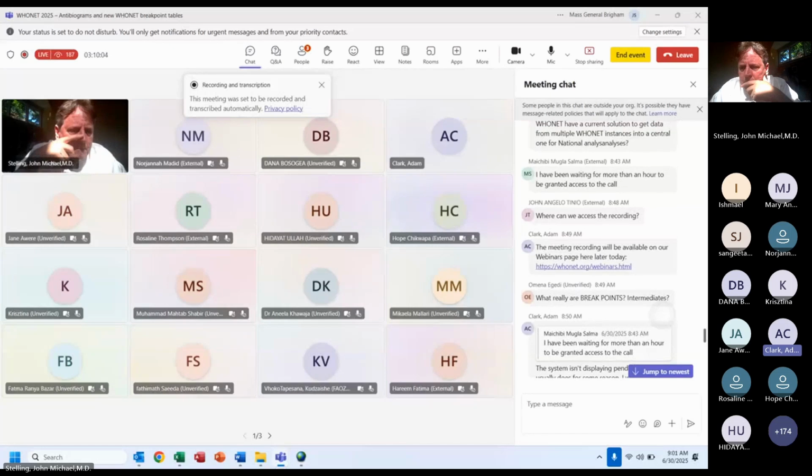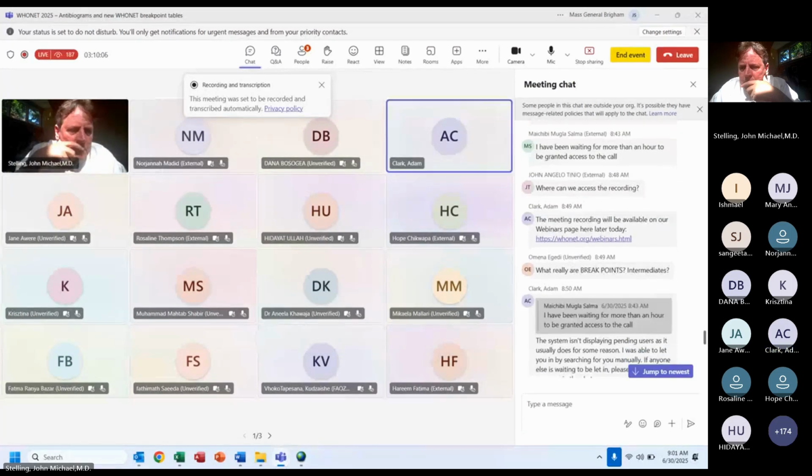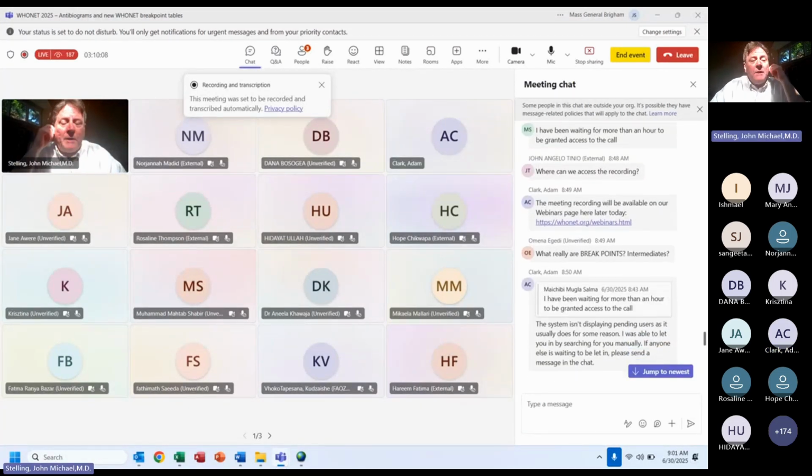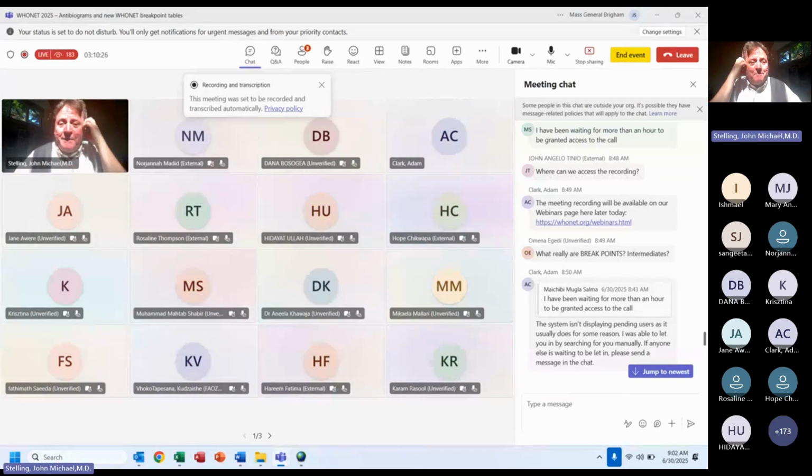The breakpoints. What are breakpoints? Oh, what really are breakpoints? Intermediates. Right. So the purpose of CLSI and EUCAST is not to find resistance genes, it is to predict the clinical outcome. So the breakpoint says S, the patient is likely to respond to therapy.